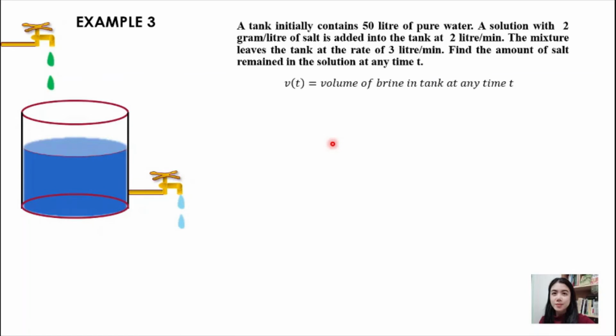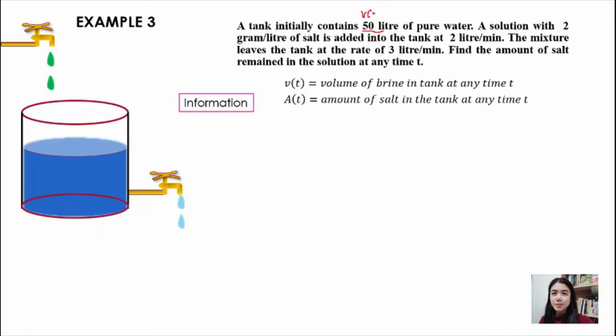Let V(t) equal to the volume of the brine in the tank at any time t, A(t) equal to the amount of salt in the tank at any time t. Let's extract the information from this example. The tank initially has 50 liters of pure water. So this 50 liters is your initial volume of the solution, that is your V0. And pure water means that initially you do not have salt in the solution.